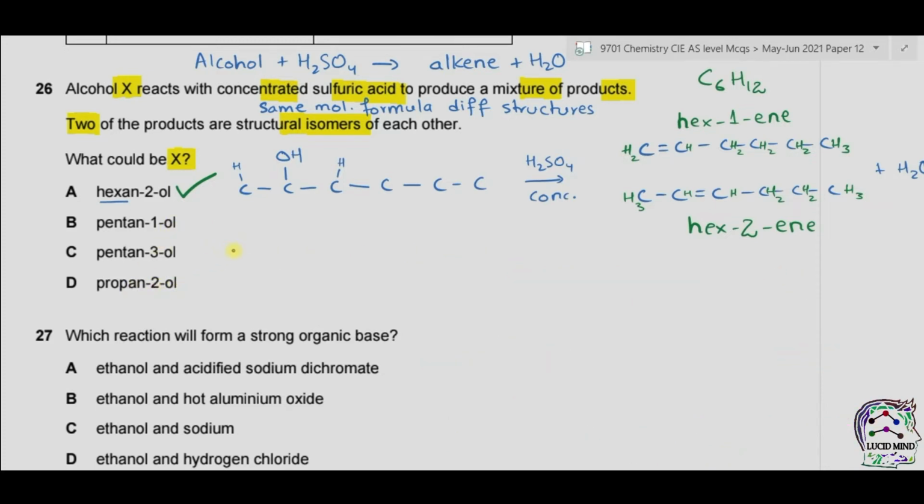Last one is propane 2-ol. In propane we have 3 carbon atoms, and 2-ol means OH is on the second carbon. So either hydrogen is removed from this corner carbon or from this corner carbon. So again both products are the same, either this one or this one. The double bond is present between the first and second carbon atoms, so the name for both will be prop 1-ene, along with water molecules. As these are the same compounds, not isomers, all these are incorrect. Correct answer is therefore A.